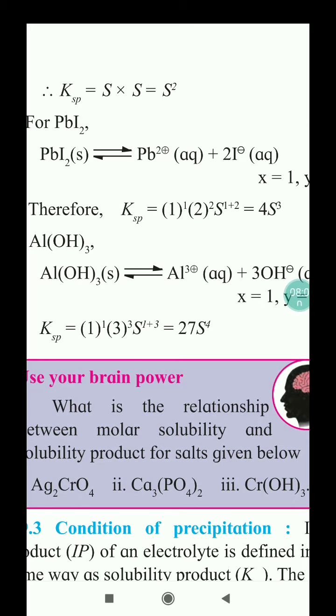Similarly, Al(OH)3, Al 3+ plus thrice OH negative. The coefficient of Al is 1, therefore x is equal to 1, and the coefficient of OH is 3, therefore y is equal to 3. So here Ksp is equal to 1 raised to power 1, 3 raised to power 3, s raised to power 1 plus 3, and therefore 27 s raised to power 4.